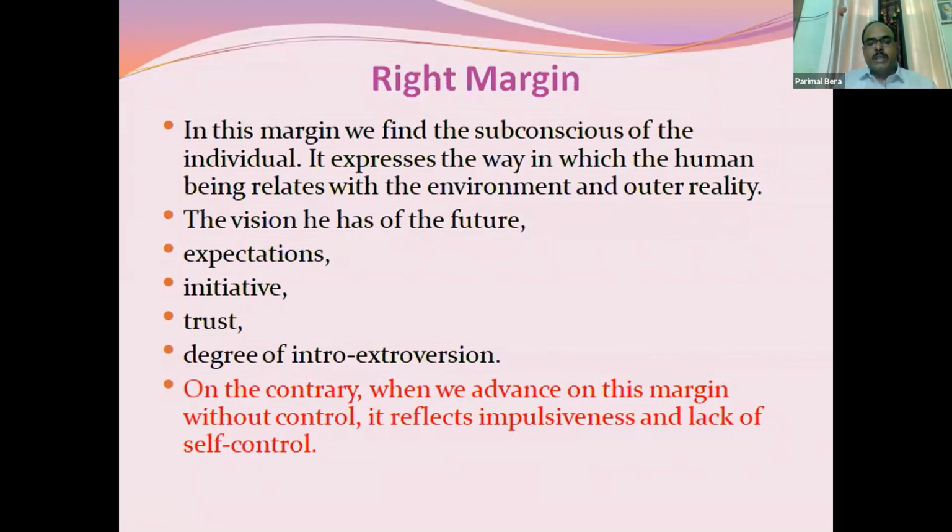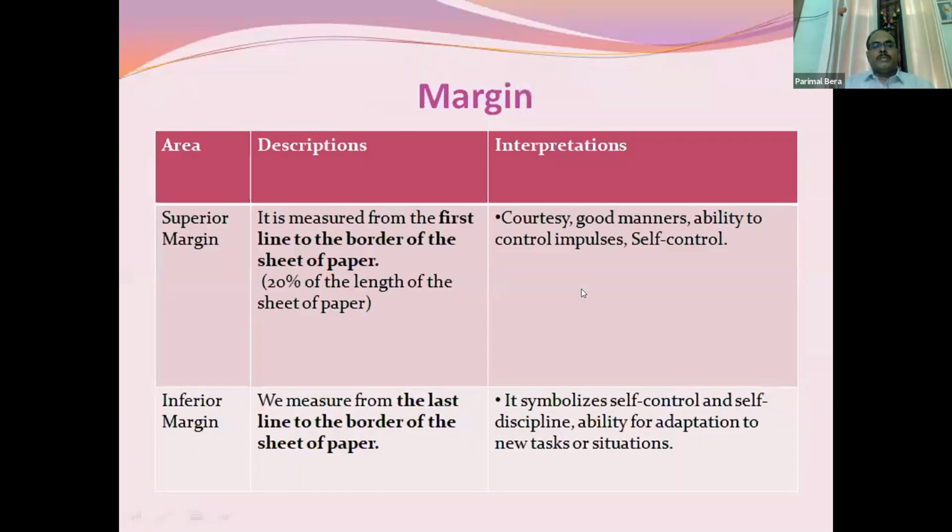So impulsiveness is there. So impulsive behavior, we can understand the impulsive behavior from the right margin also. So from the left margin, emotional stability, and here the impulsive behavior can be understood. So sometimes you may take the risks, and sometimes you may be afraid to take the risks. It can be understood from the right margin.